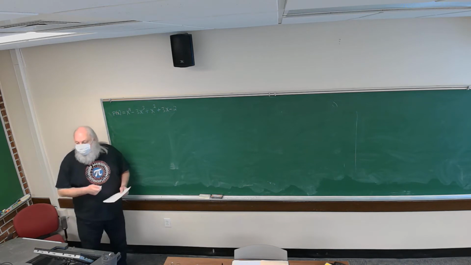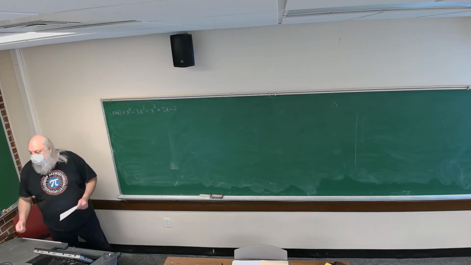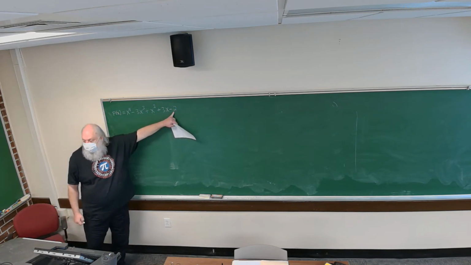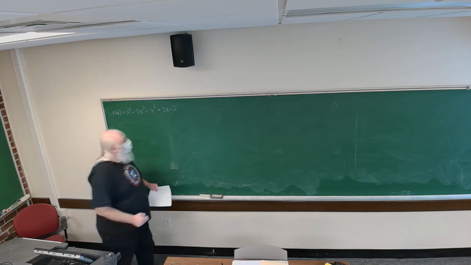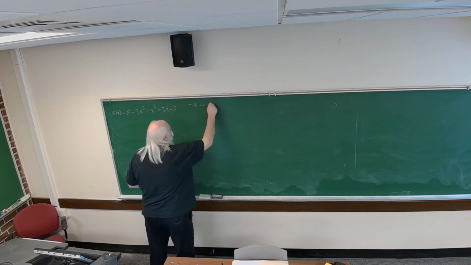Now riddle me this. What's the constant term in this polynomial function? From our definition of polynomial function, what's the constant term? It's not here all by itself. Minus 2, right? It's not being multiplied by x. So minus 2 is the constant term.